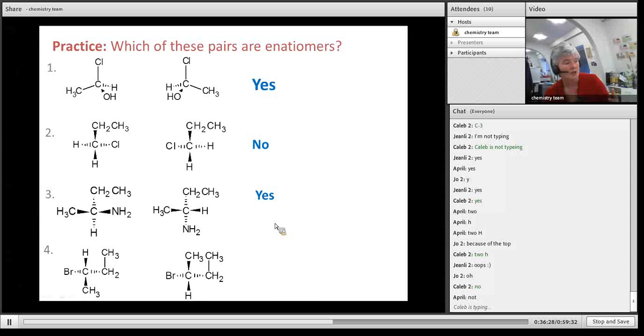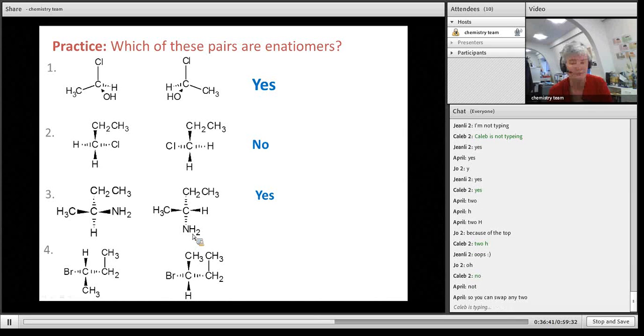So it doesn't matter which pair you swap. I always say, these or those, but it could be a pair like that, or a pair like that, or those two. So you just have to swap one pair of groups. Yes, so you can swap any two.